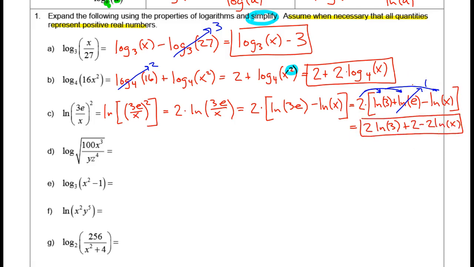All right, again, folks, in that one we used a veritable smorgasbord of logarithmic properties to find this final answer. We used the power rule, we used the product rule, and we used the quotient rule. All right, folks, let's move on to part D here.